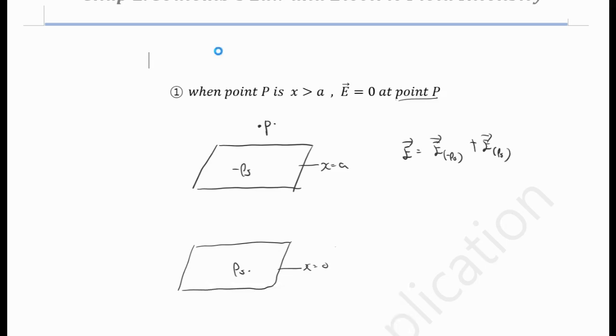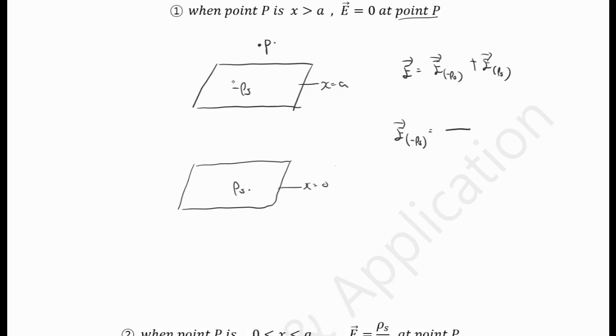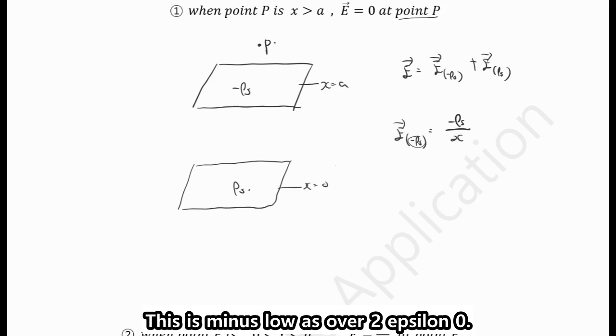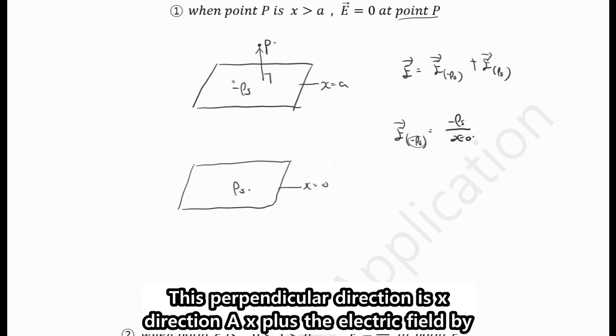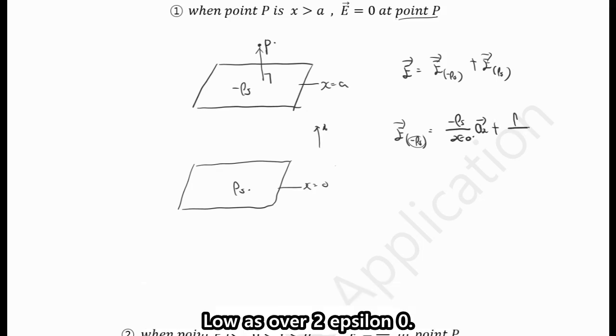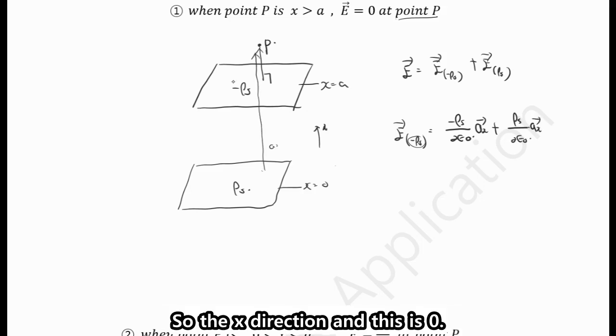The electric field by minus rho s is minus rho s over 2 epsilon 0, and the direction is perpendicular, the x direction, ax. The electric field by rho s is rho s over 2 epsilon 0, and the direction is again the x direction. So the total is 0.